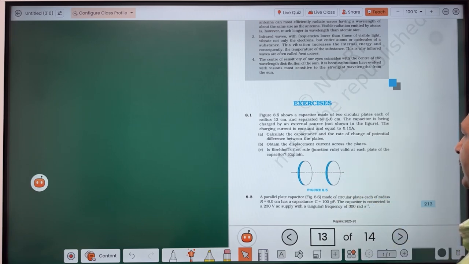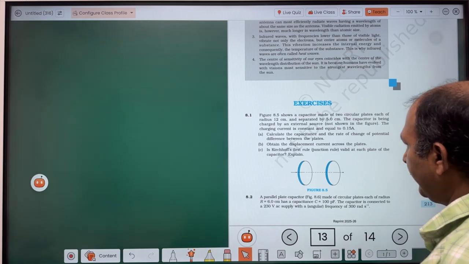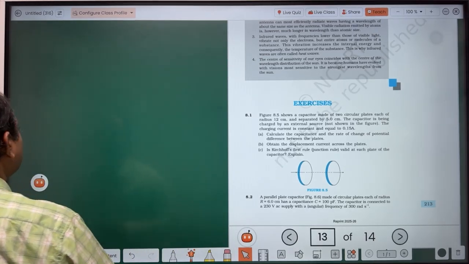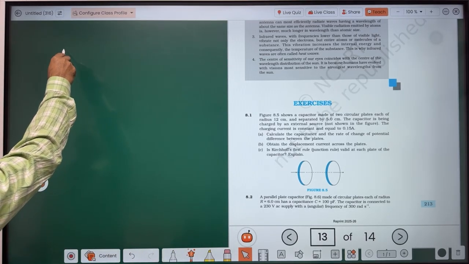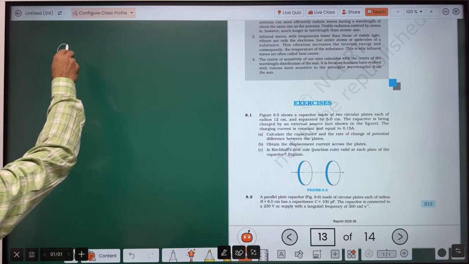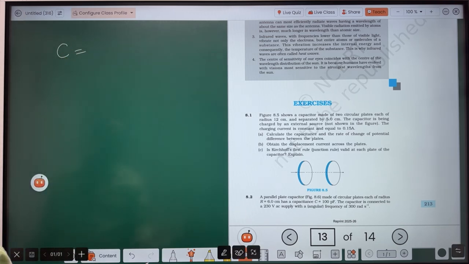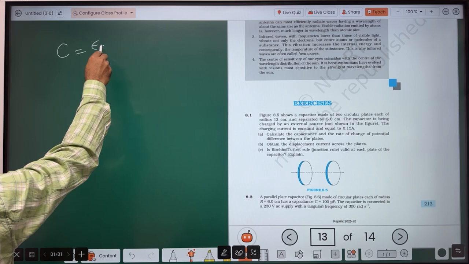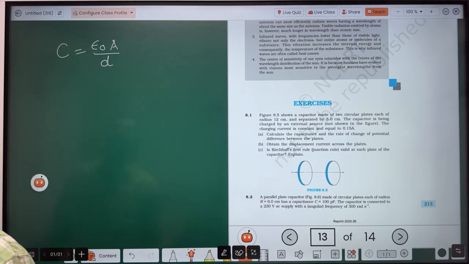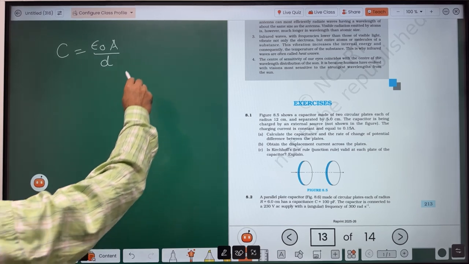Is Kirchhoff's first rule, that is junction rule, valid at each plate of the capacitor? Explain. So you have already studied the expression for capacitor. So capacitance C is equal to epsilon naught A divided by D.